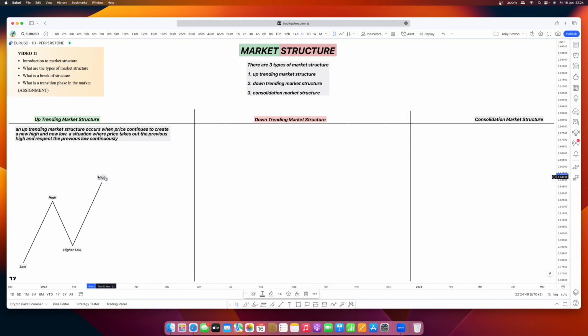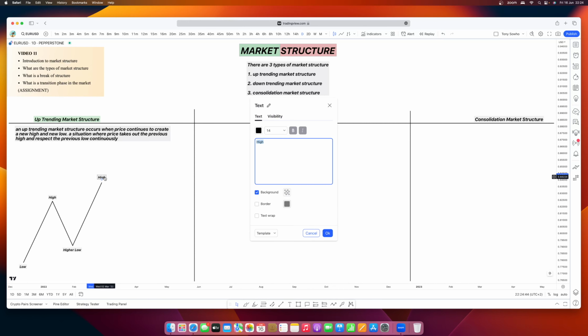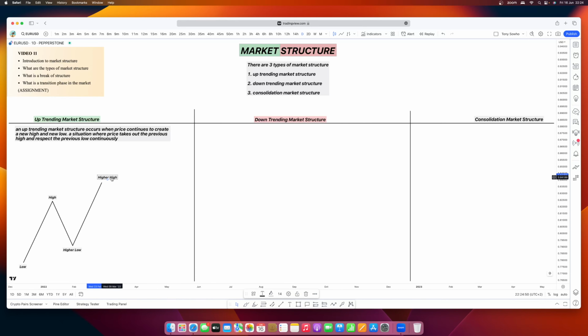So I'm going to assume you've thought of it already, right? So we're going to call this a higher high. See it now? And why are we calling it a higher high? Because this high is actually higher than this high. Are you seeing it now?